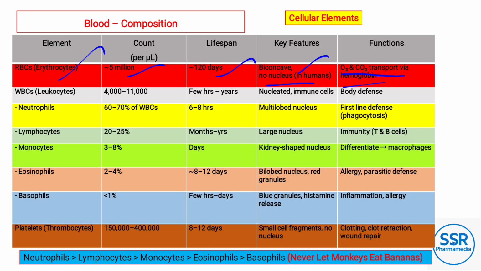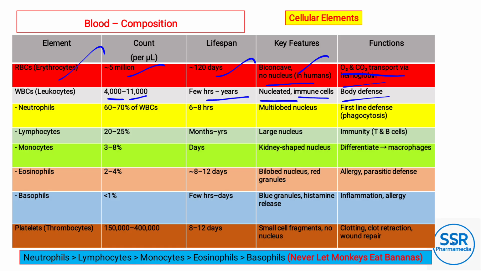Next, WBC, also called leukocytes. It is present at 4,000 to 11,000 per microliter. Its lifespan is a few hours and it is nucleated. It acts as immune cells, so the main function is body defense. It is involved in the body defense mechanism.